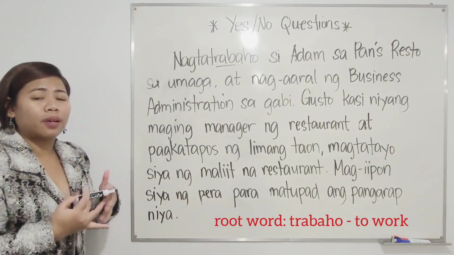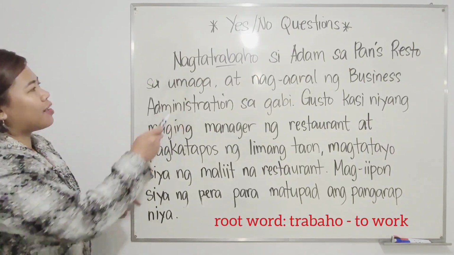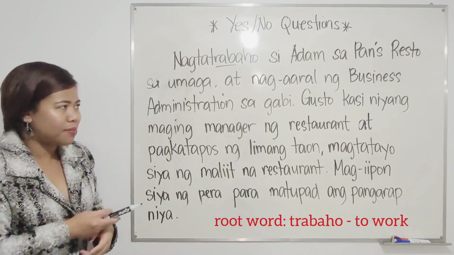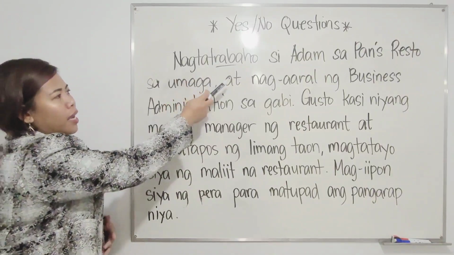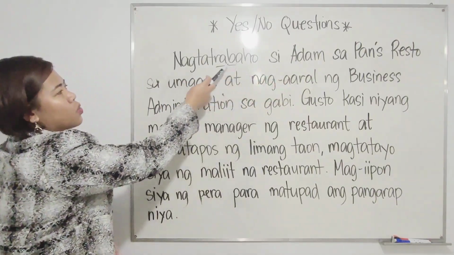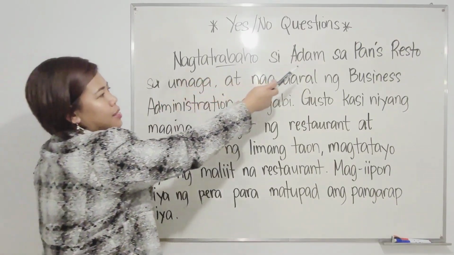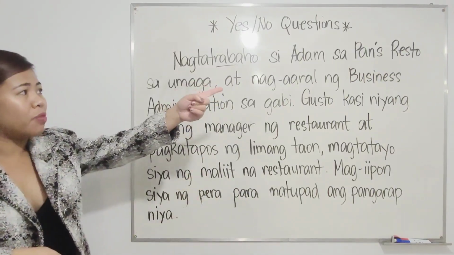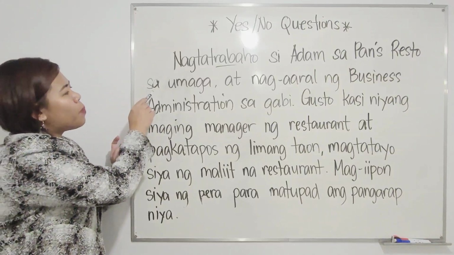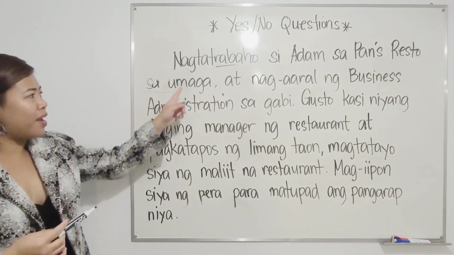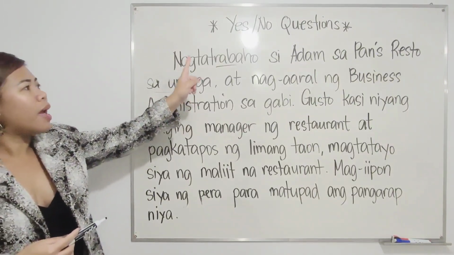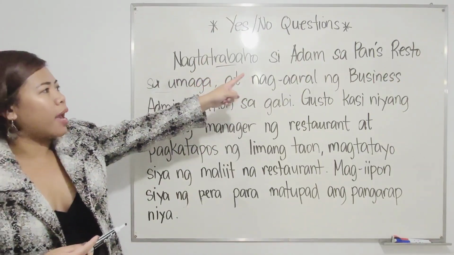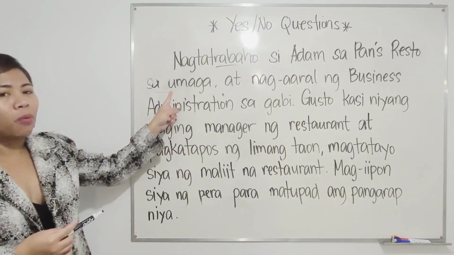Nagtatrabaho. Trabaho is work, right? Nagtatrabaho in the present tense. Who is working? Adam. Adam is working sa Pan's Resto. At Pan's Resto. That's the name of the restaurant. Sa umaga. Very common, right? Umaga is morning. So, Adam is working at Pan's Resto in the morning.